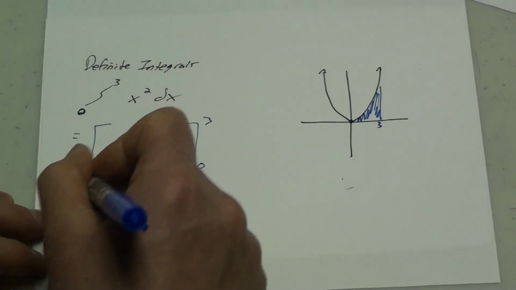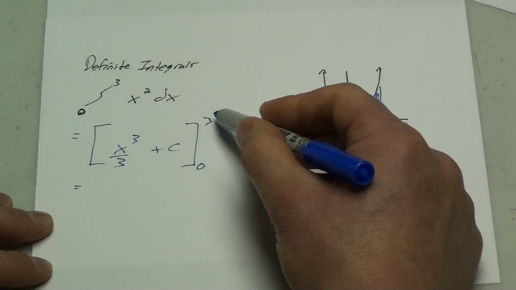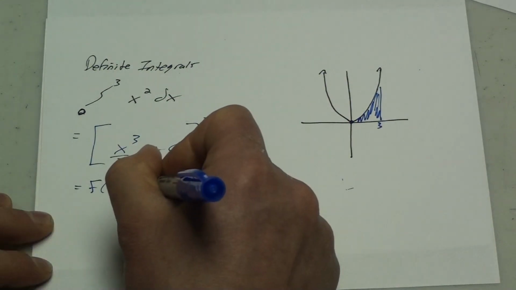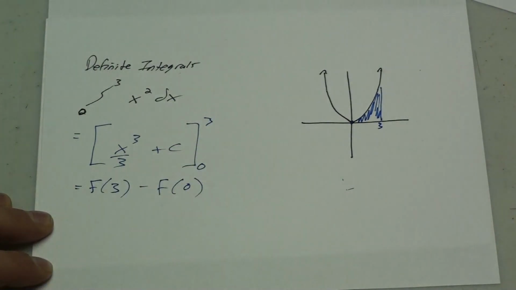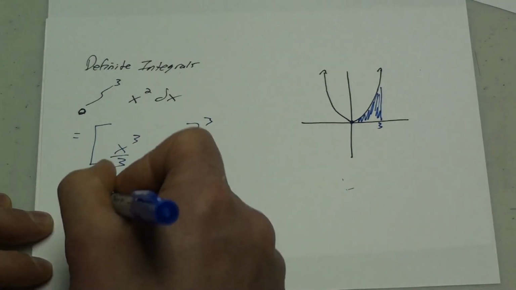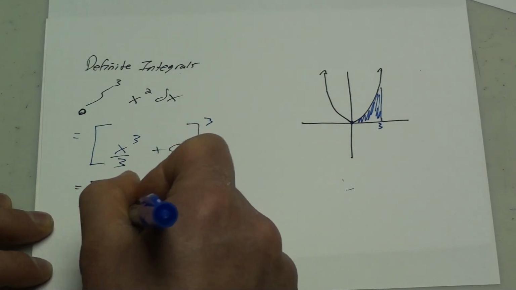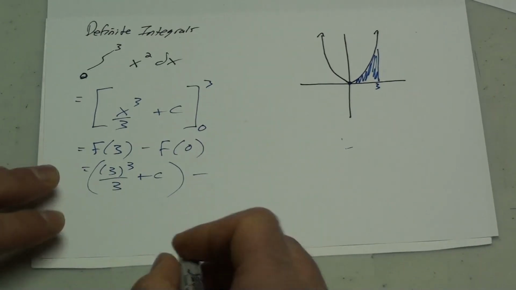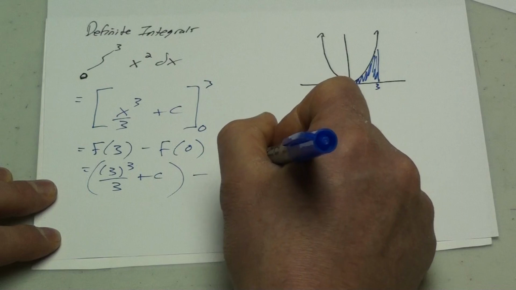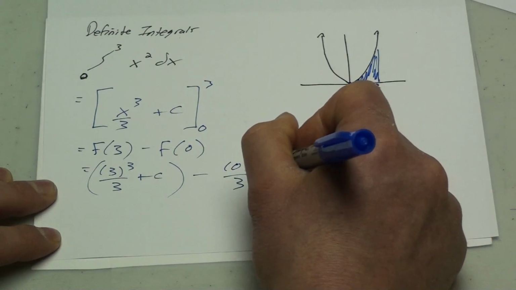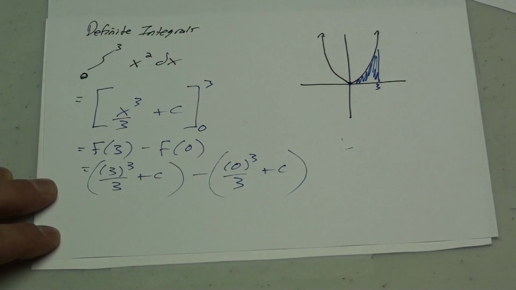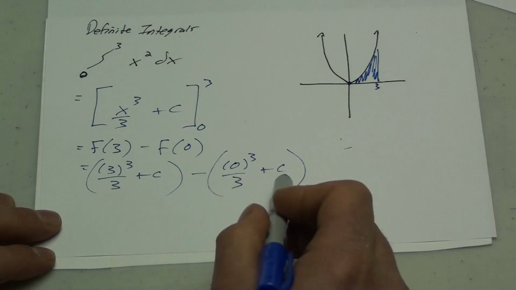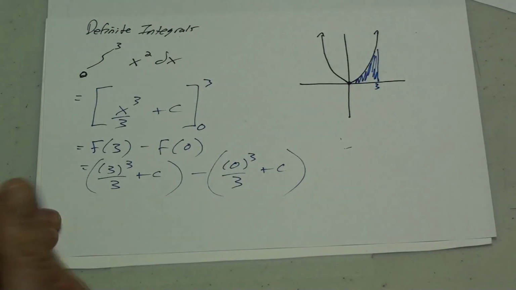Now I would take that antiderivative and evaluate it. I'll evaluate it at the higher boundary and then evaluate it at the lower boundary. Antiderivative value at the higher boundary, and I want to subtract the antiderivative value at the lower boundary. So this antiderivative at the higher boundary of 3 is going to equal 3 cubed divided by 3 plus c. Subtract the antiderivative at the lower boundary, which would be 0 cubed divided by 3 plus c in brackets. Now when I subtract these two, I have a plus c and then I subtract another plus c, so the c's are going to disappear.